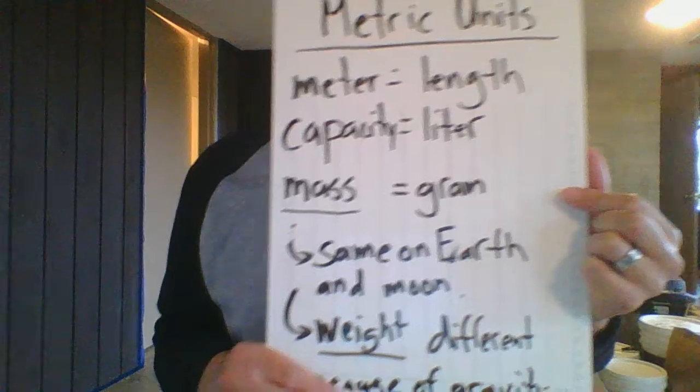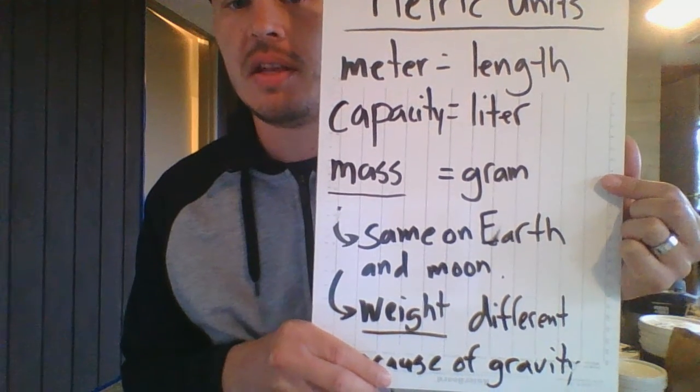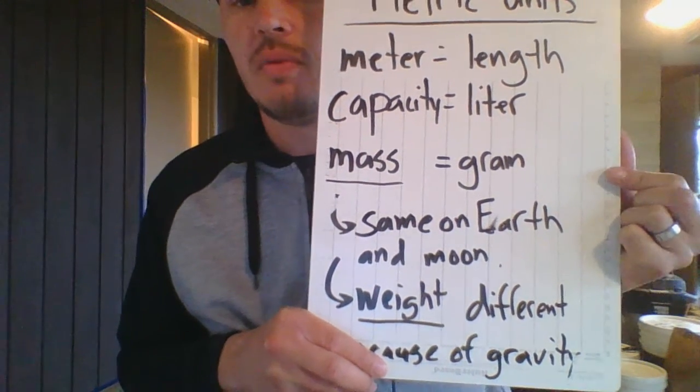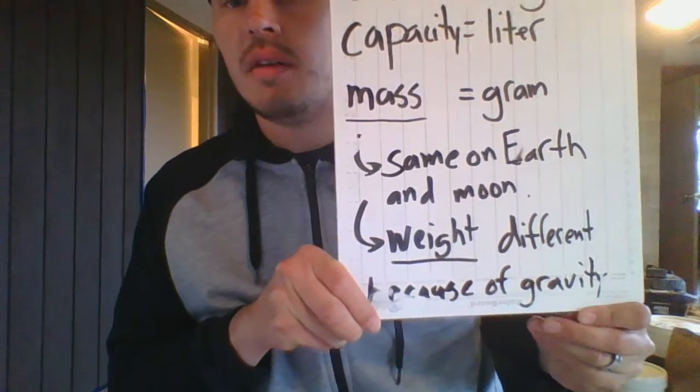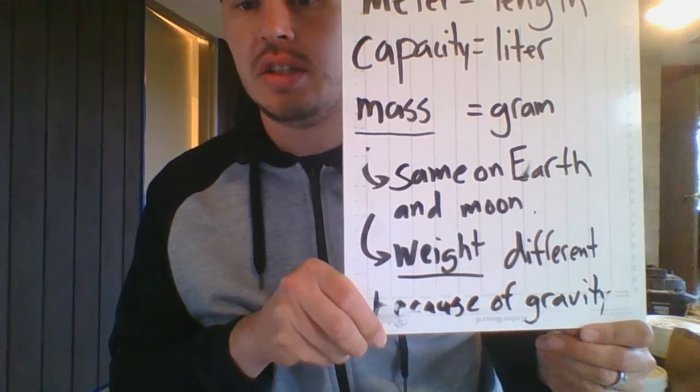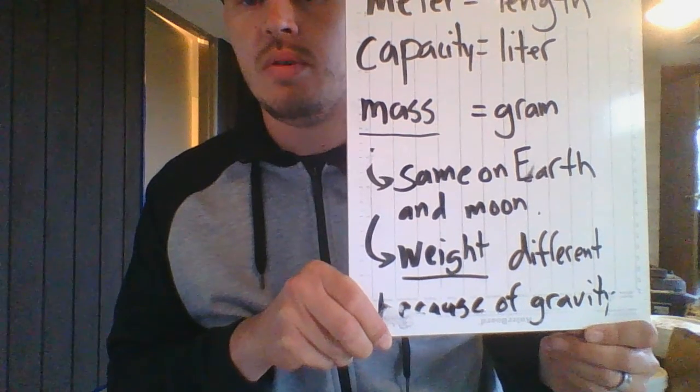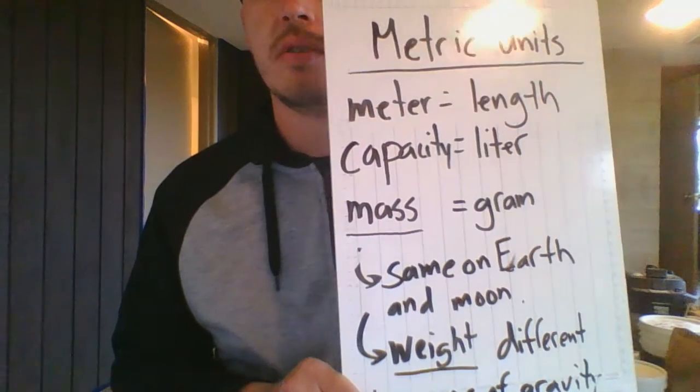We talk about mass because mass is the same on Earth as it is on the moon. It's different than weight because of gravity. Weight can change on the moon and on Earth. So we always call gram mass.